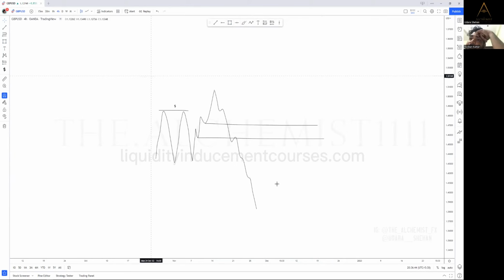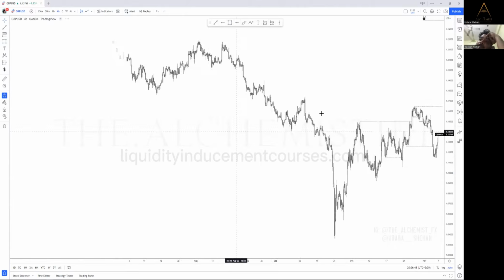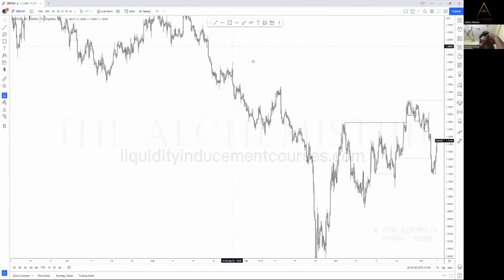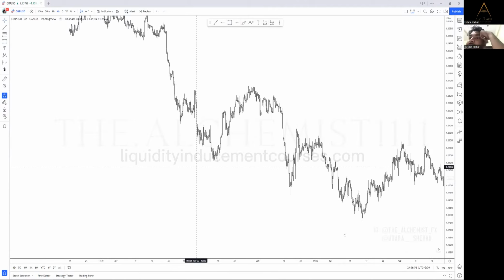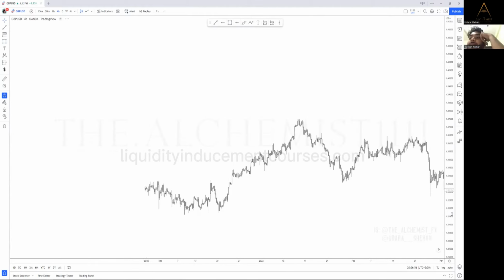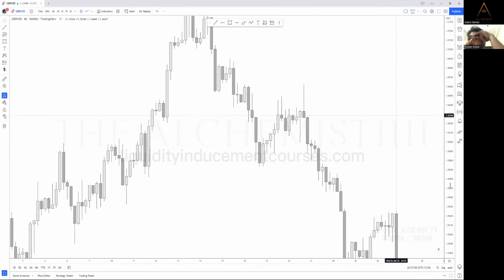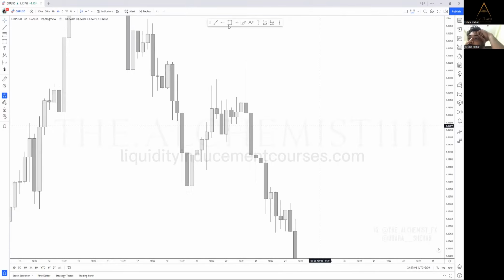Now next thing, let's talk about these rejection blocks, because they are very important. So let's see some examples, and then let's see, where do we have clear ones that I could explain? Something like this is what we call a rejection block. If you watched the previous videos, you know how we use the base of the wick as a point of interest.